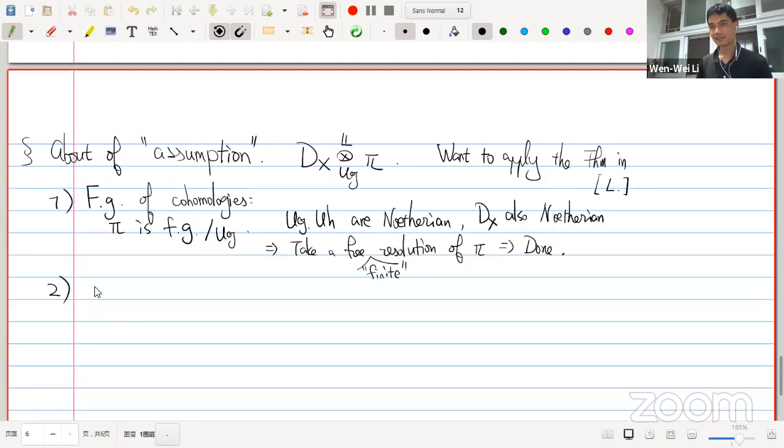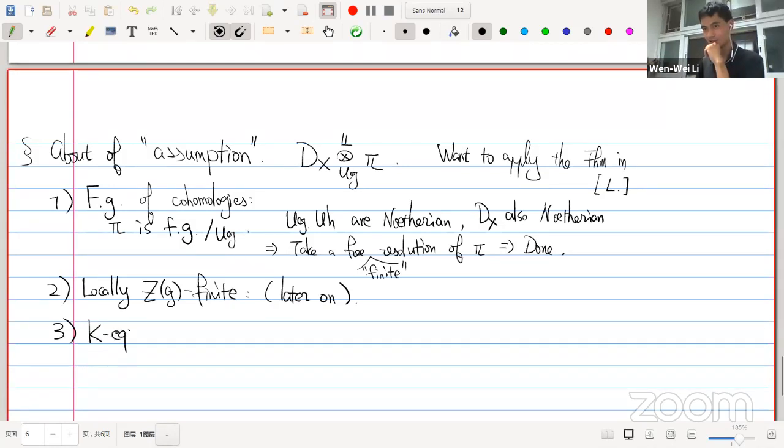The second thing is you want the cohomologies, which are D_X-modules, to be locally Z(g)-finite. Let me try to explain this later on if I have time. The third part is the most non-trivial part. It's about K-equivariance of the cohomologies.